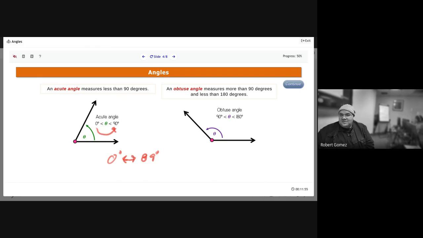Now, an obtuse angle is more than 90 degrees. So as you can see right here, this little bit is saying that it's somewhere between 90 degrees and 180 degrees. Okay. Because once we get to 180 degrees, it's no longer an angle, not really. We'll find out in just a moment once we get to that. So we have acute, we have obtuse. Okay, so let's move on.